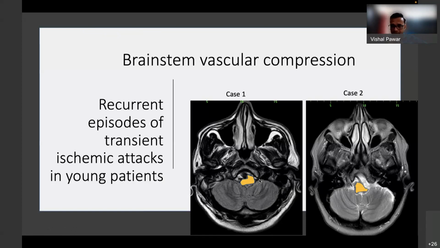In the Barany Society meeting next month, I'm going to present this abstract on the differences between symptomatic and asymptomatic patients. Unfortunately, this is a very less recognized cause of transient ischemic attacks happening in young people. Young people get transient ischemic attacks like monosymptomatic vertigo.